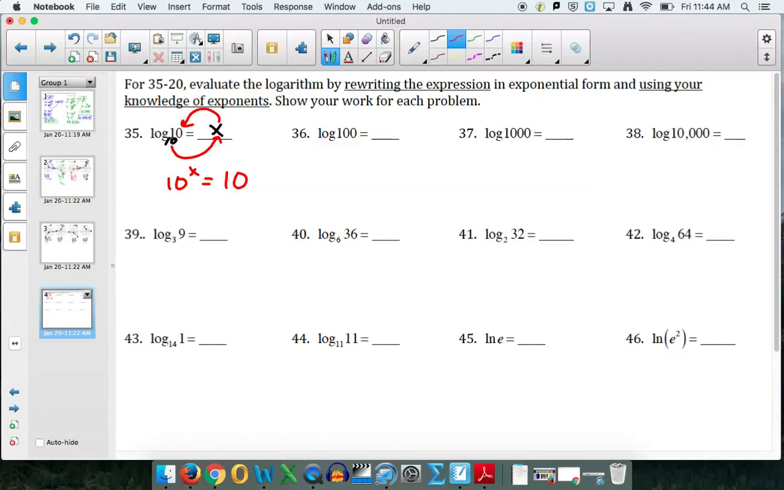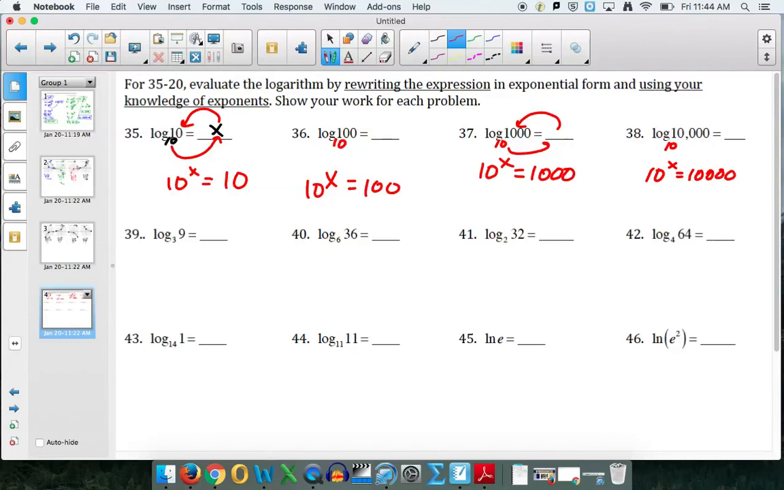For number 36, this is a base 10. We're saying that 10 to what power is equal to 100. For number 37, this is base 10. We're looking at 10 to what power gives us 1,000. So every time we're just wrapping around that equals sign. Number 38, we have a base 10. 10 to what power gives us 10,000?